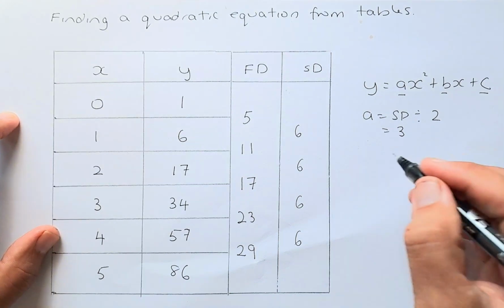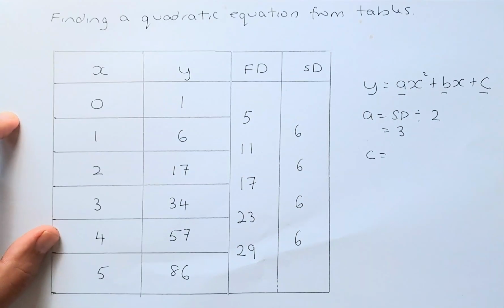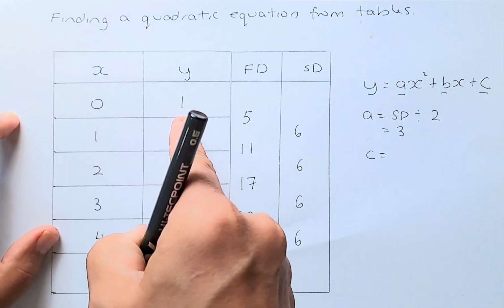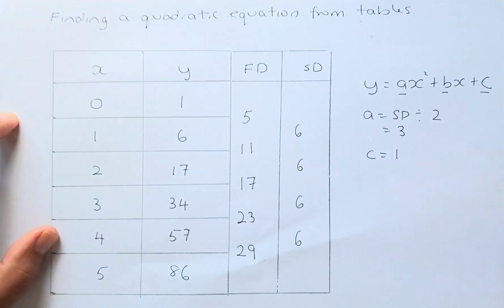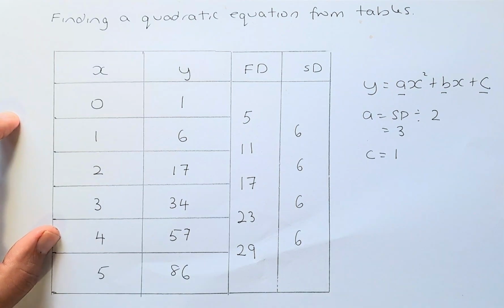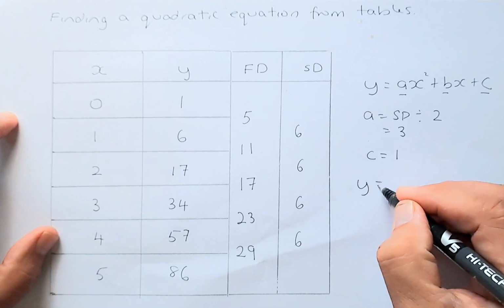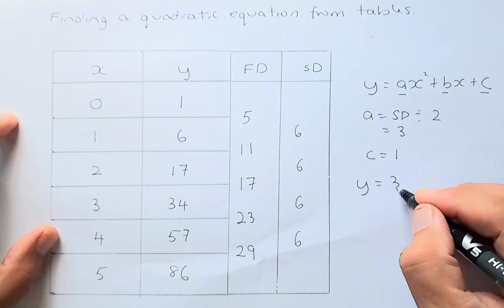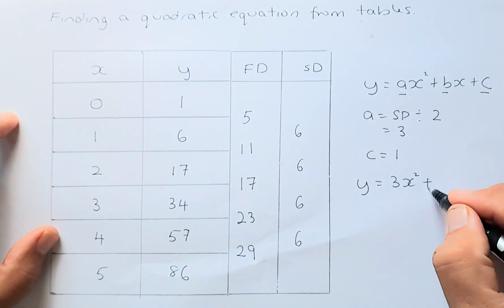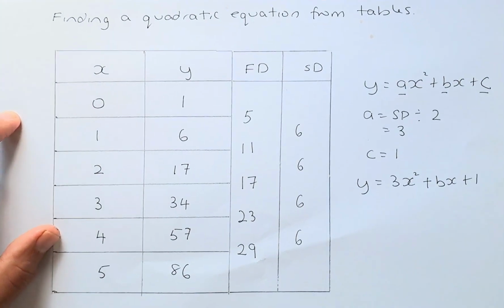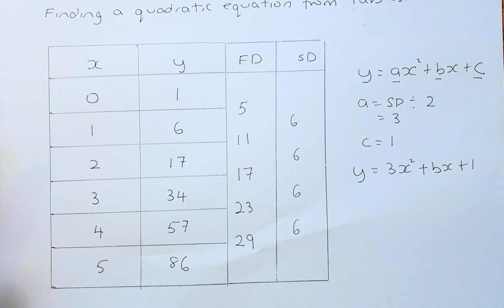To find c is also simple. C happens when x equals 0. When x equals 0, your y is 1, just like your y-intercept. So your c is 1. Now you know your a and c, and we're going to put them into the equation. So y is now equal to 3x squared plus bx plus 1, because c equals 1.